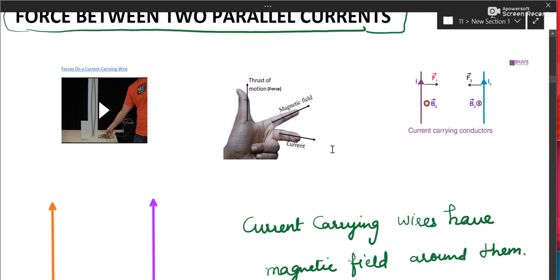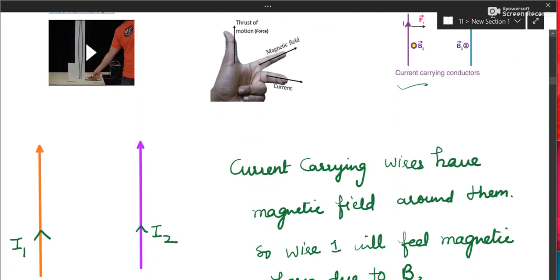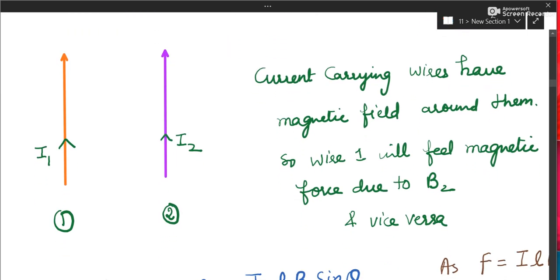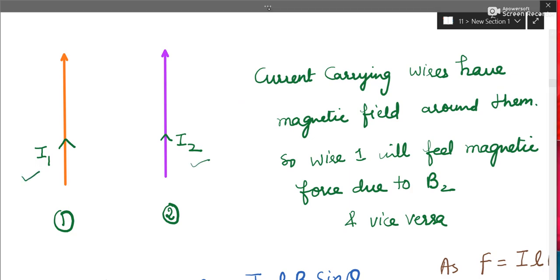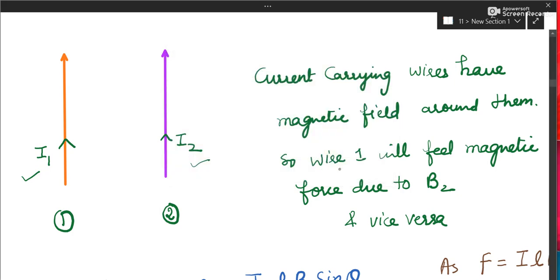So you can see this. These are two wires. Let me draw my own diagram. These are two wires. One is purple and one is red, carrying current I1 and I2. I need some other color. So yeah. Now what happens?